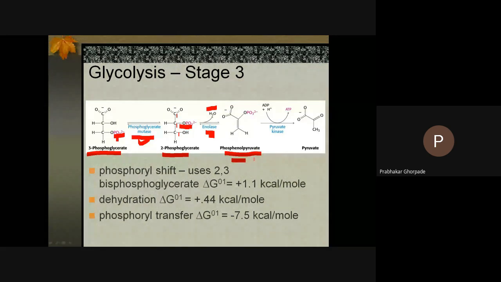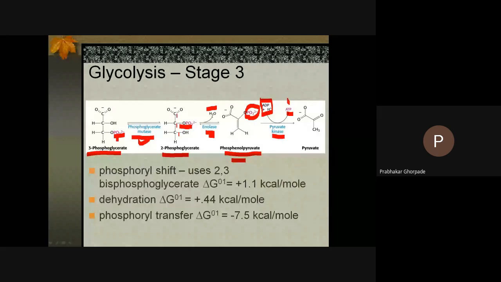Now what to do with this phosphoenolpyruvate molecule? We have the phosphoenolpyruvate molecule and we have the enzyme pyruvate kinase. With the help of pyruvate kinase, again there is involvement of ADP, adenosine diphosphate. We don't want this phosphate, so you attach it to this ADP molecule. Now this adenosine diphosphate gets converted into ATP, adenosine triphosphate. Again, our aim is to get ATP.